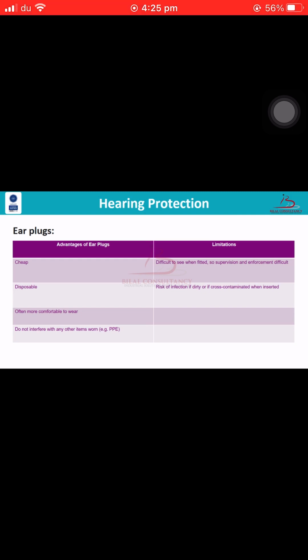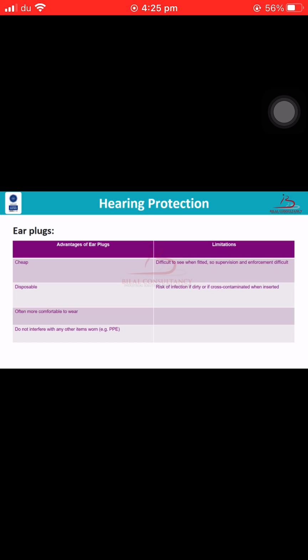Whichever hearing protection you are wearing, arrangements should be made for giving information, instruction and training to your employees with regard to that hearing protection. You need to provide dedicated safe storage for that hearing protection, and we need to maintain and clean it so that it is in good working condition. And the last thing is that we need to replace them when they are damaged.